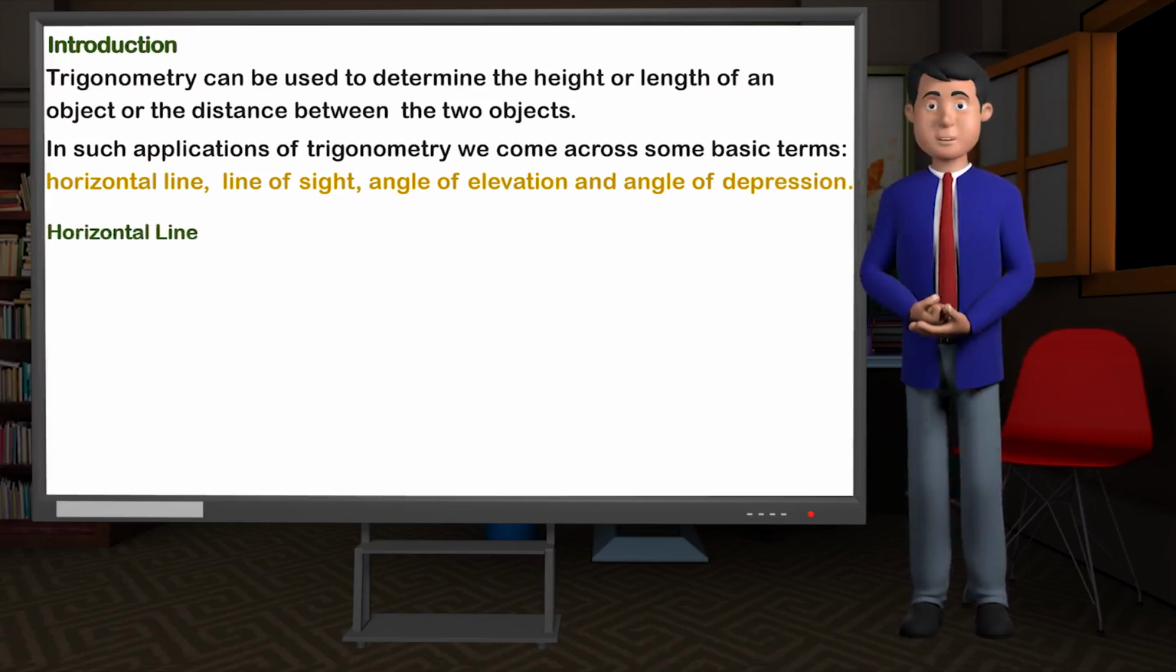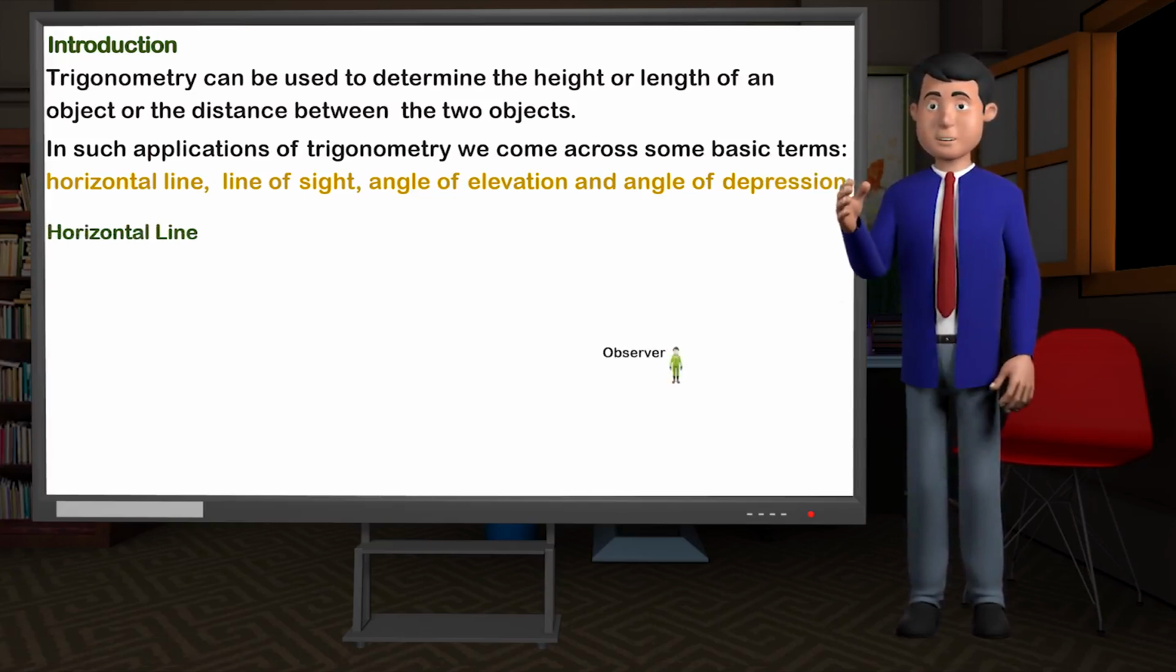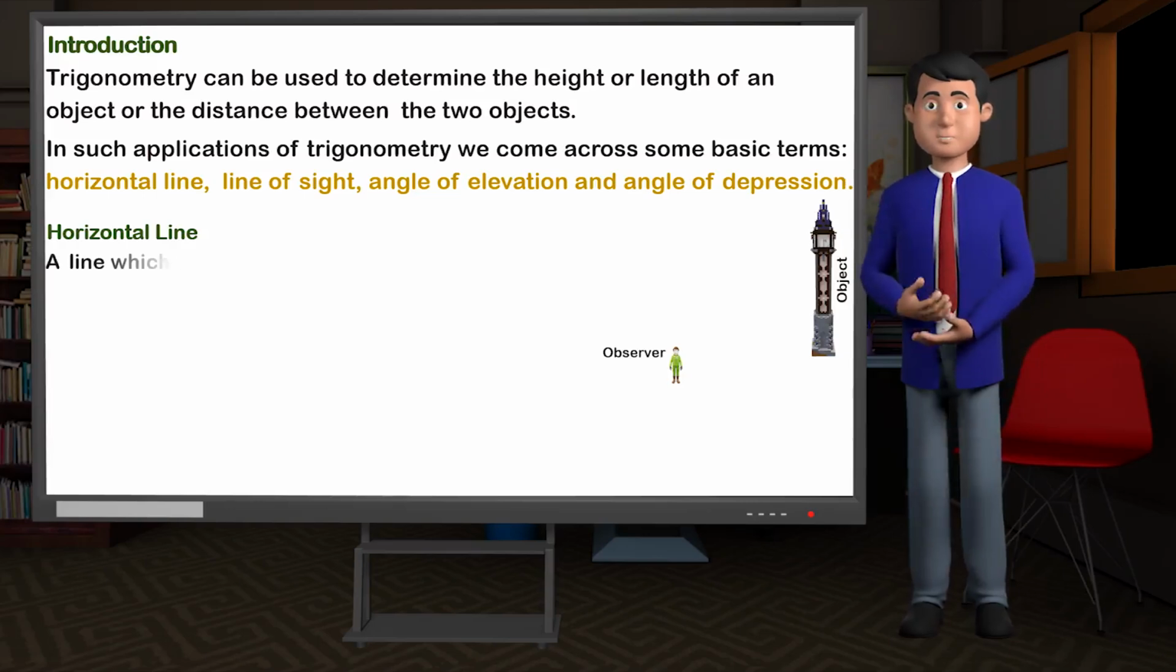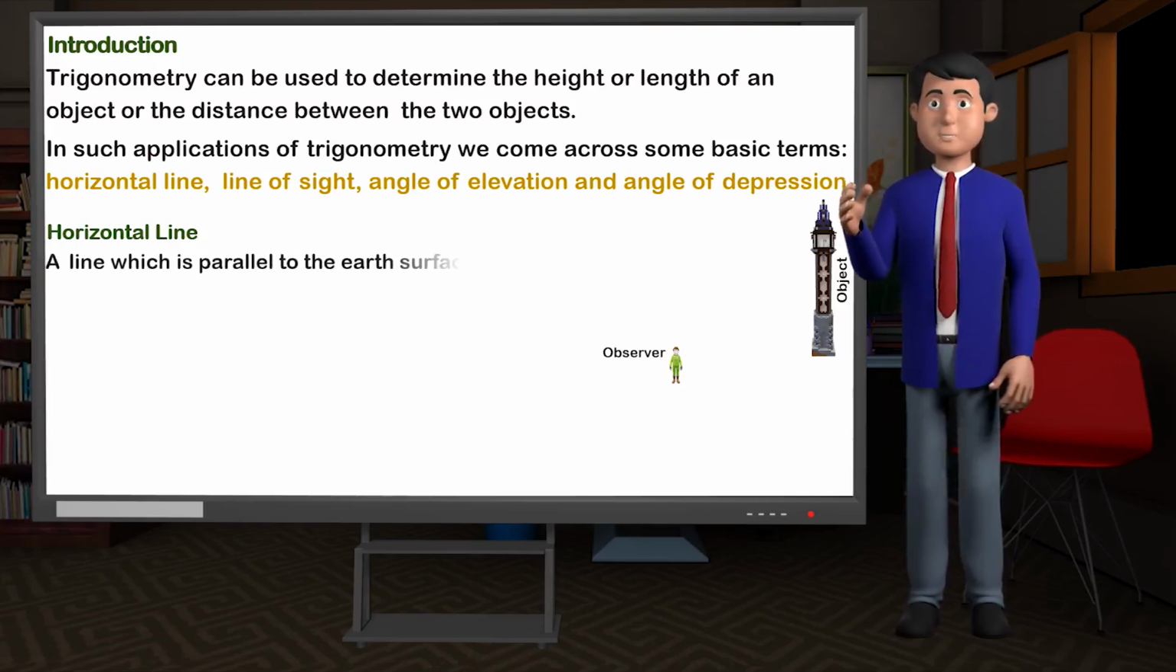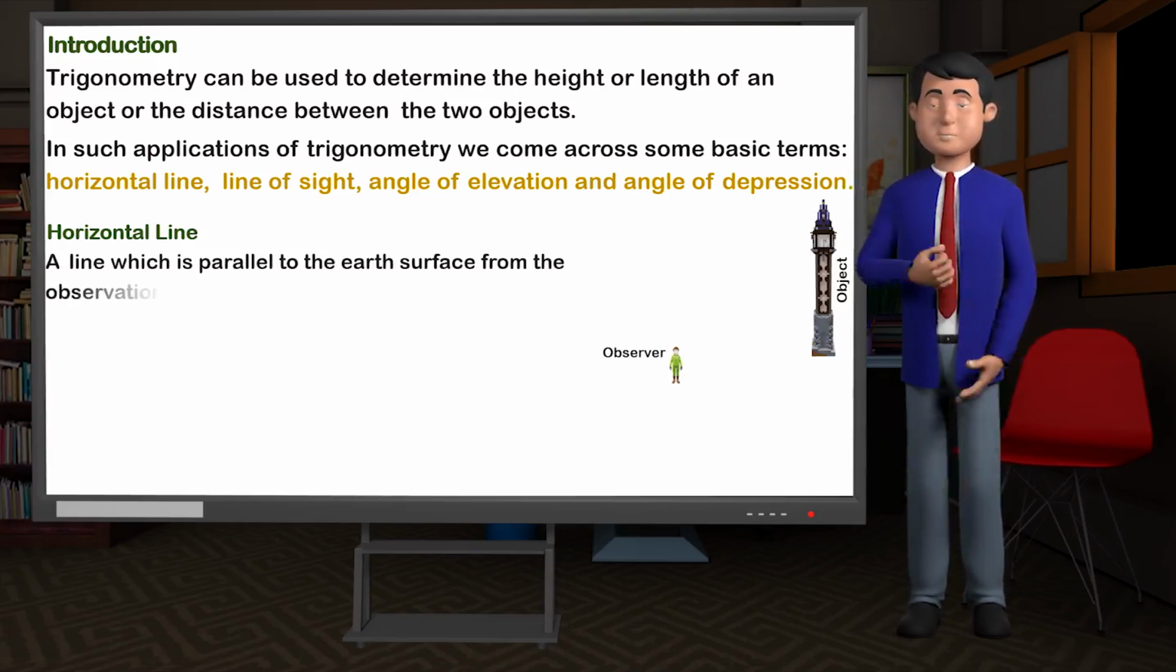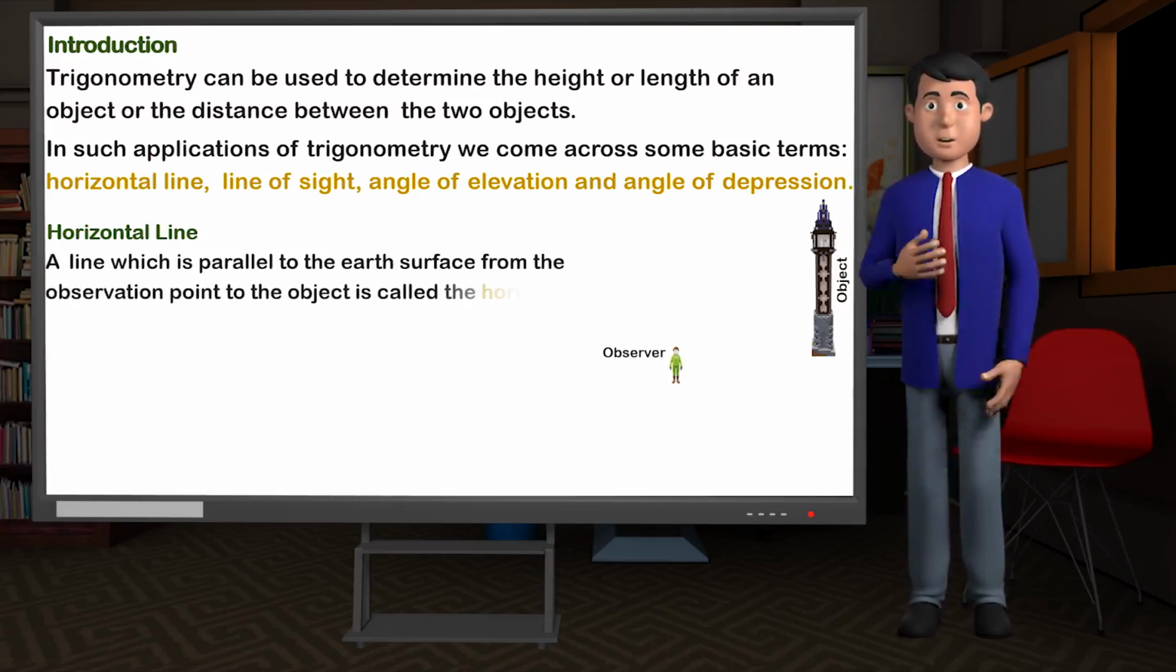Horizontal line. Consider an observer and an object like a clock tower. A line which is parallel to the Earth's surface from the observation point to the object is called the horizontal line.